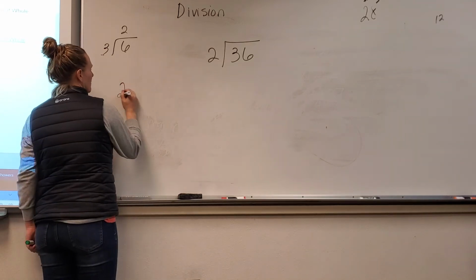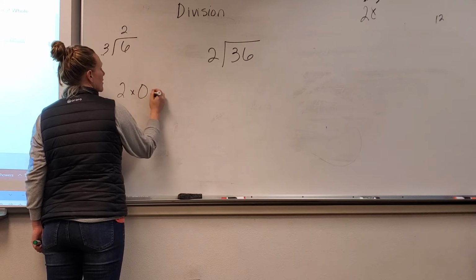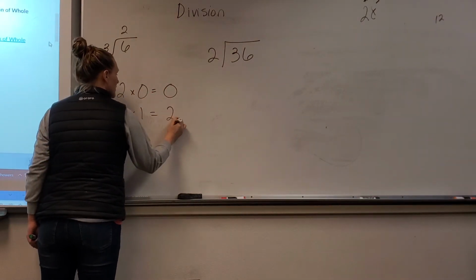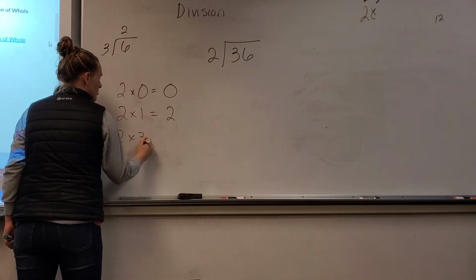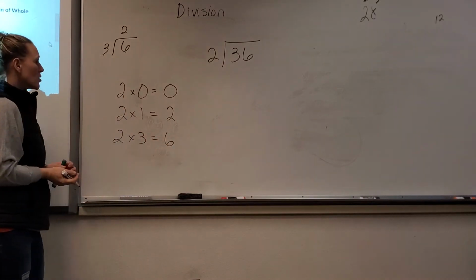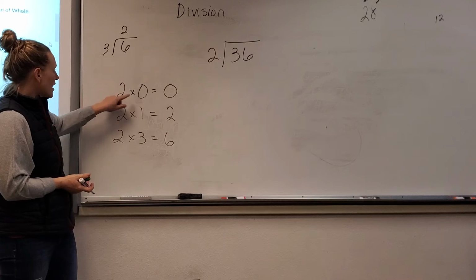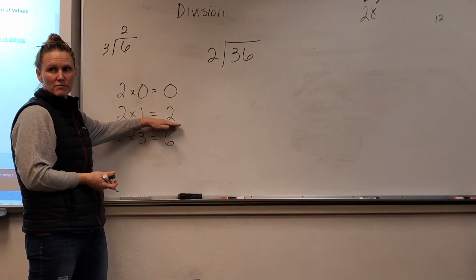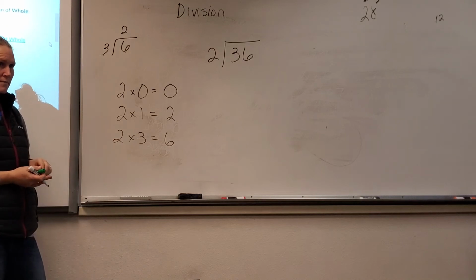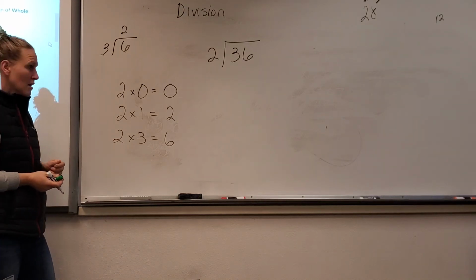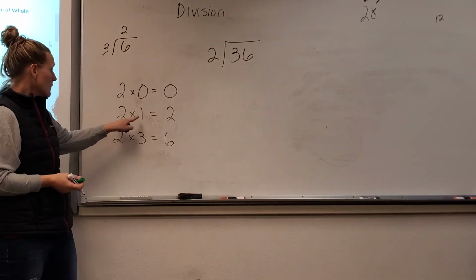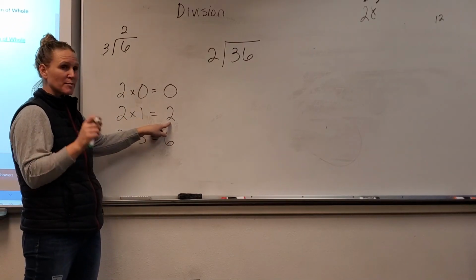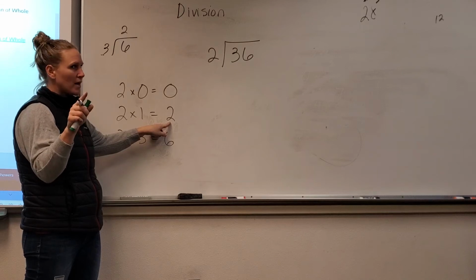Okay, so I can look at my math tables. 2 times 0 is 0. 2 times 1 is 2. 2 times 3 is 6. So can I multiply the number 2 times something that will give me close to 3 without going over it? Because this is too big, right? So I can take 2 times 1 and get the number 2. That's pretty close to 3. As close as I can possibly get.